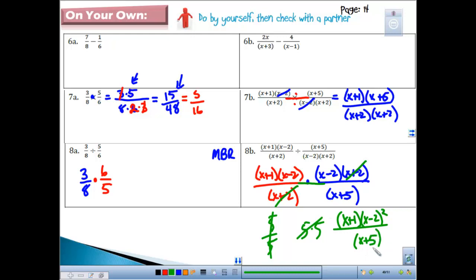Double check with your partners. Make sure you guys get it. Maybe have a little conversation and talk about what we just learned so far.